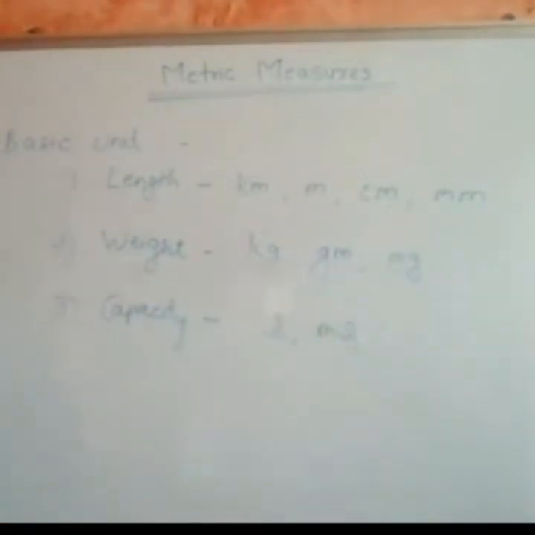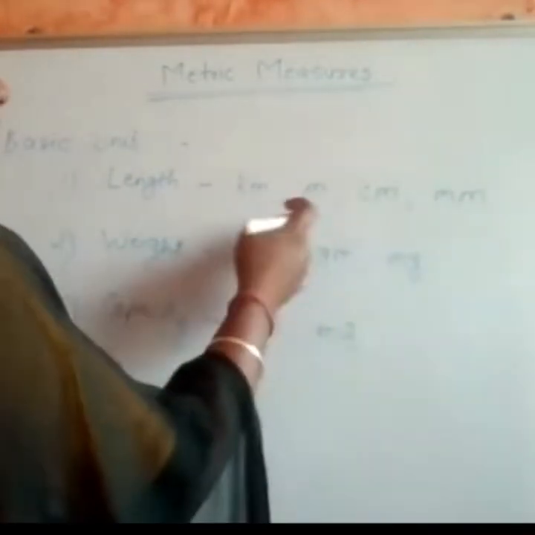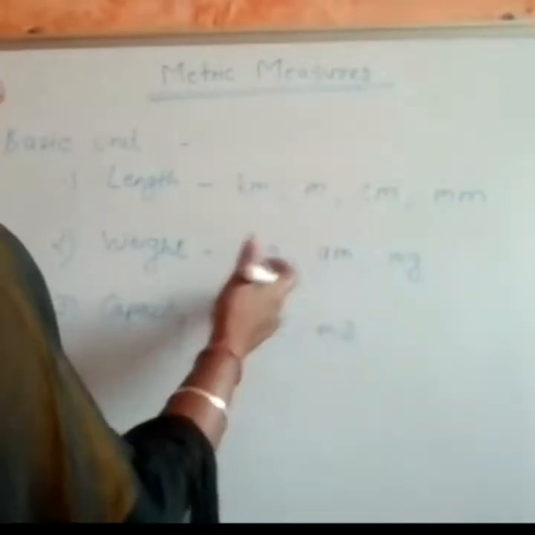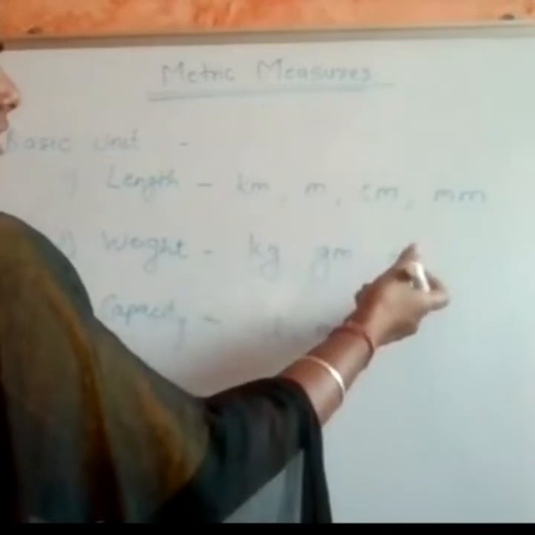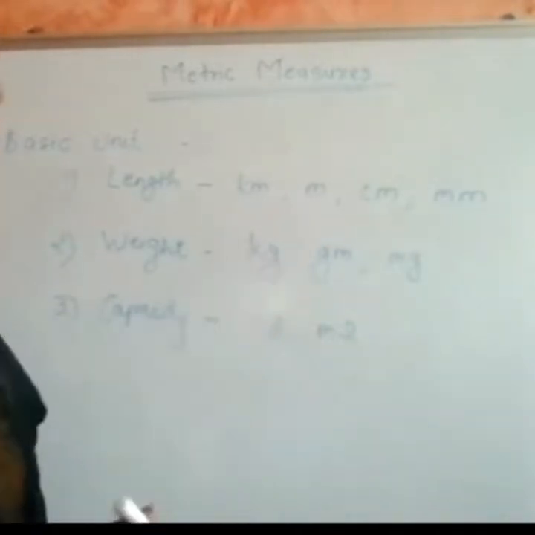Now we have to move to the relationship between meter and kilometer, centimeter and meter, millimeter and centimeter. Similarly, kilogram to gram, milligram to gram, and liter and milliliter. Likewise, we have to study in detail.